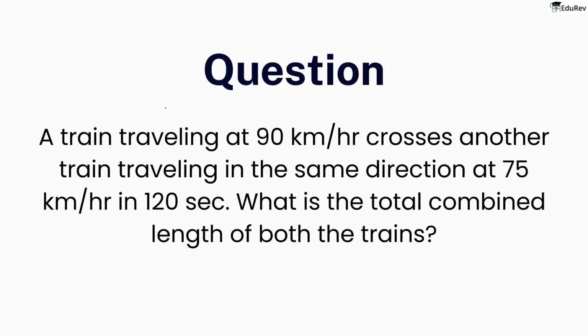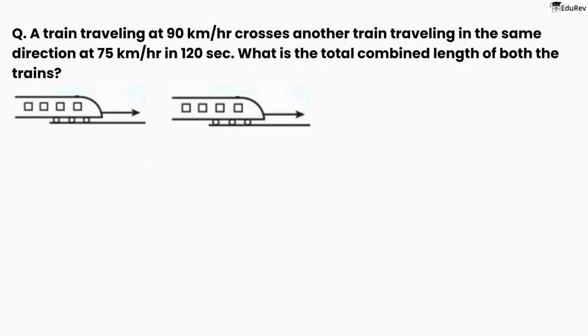Here is a question on relative speed and trains. Question. A train traveling at 90 km per hour crosses another train traveling in the same direction at 75 km per hour in 120 seconds. What is the total combined length of both the trains? Let's say the slower train A, traveling at 75 km per hour, is crossed by the faster train B, traveling at 90 km per hour, in 120 seconds.